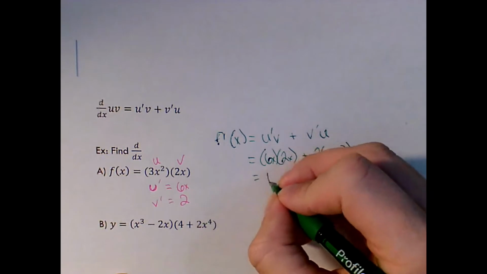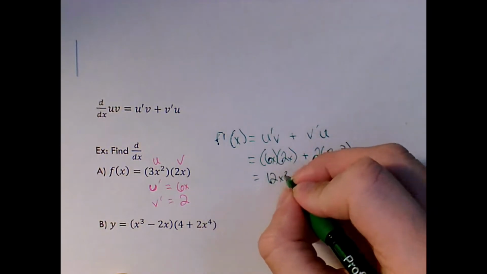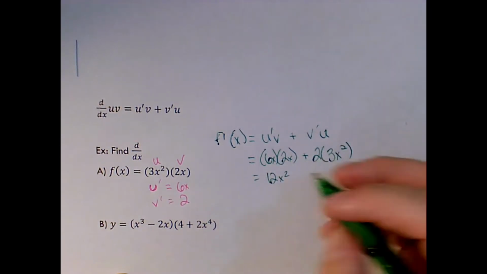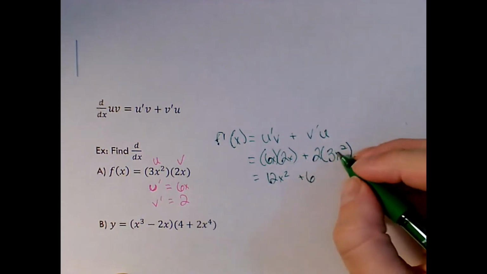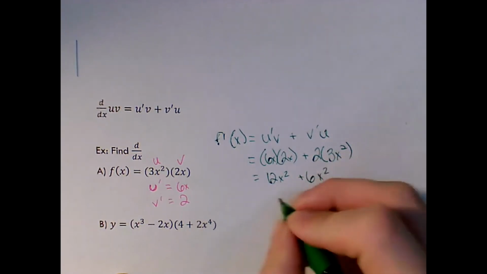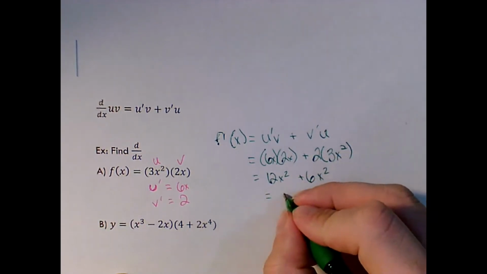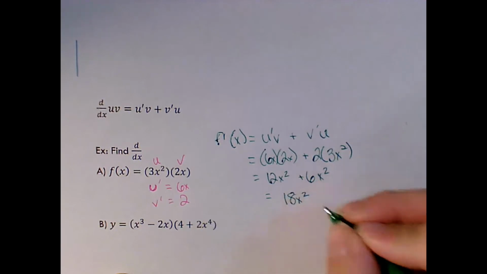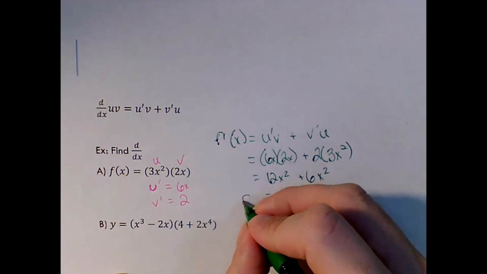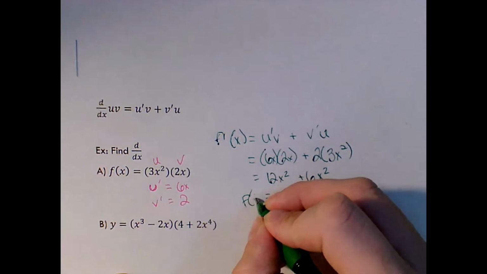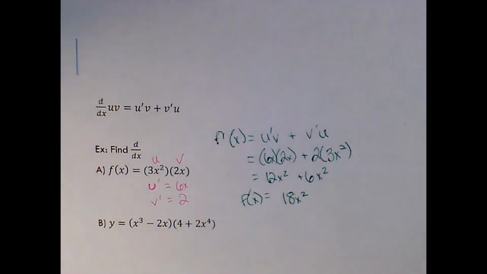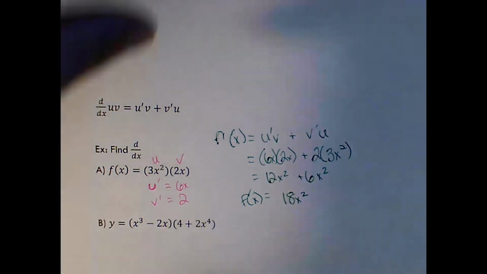6 times 2 is 12. x times x is x squared. 2 times 3 is 6. x squared is x squared. Add them up. And just as I predicted, oh my goodness. Predicted the second time around. Cool. Let's do it again.